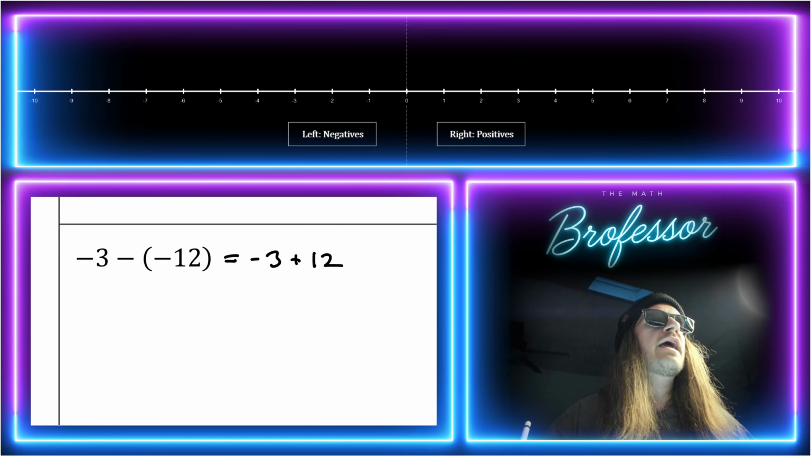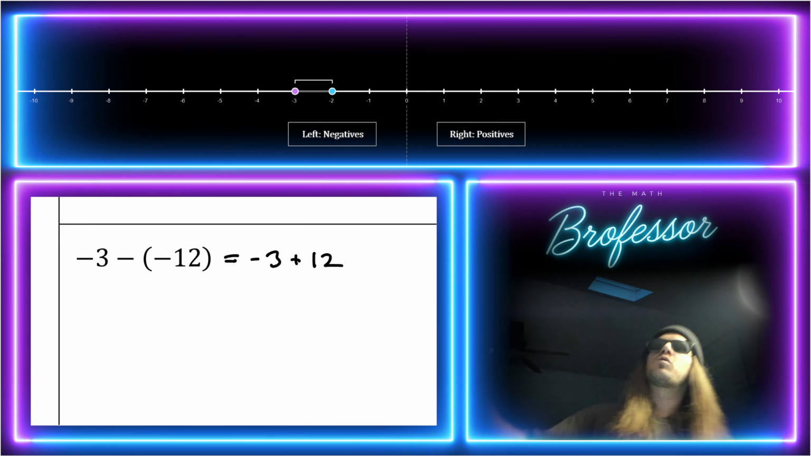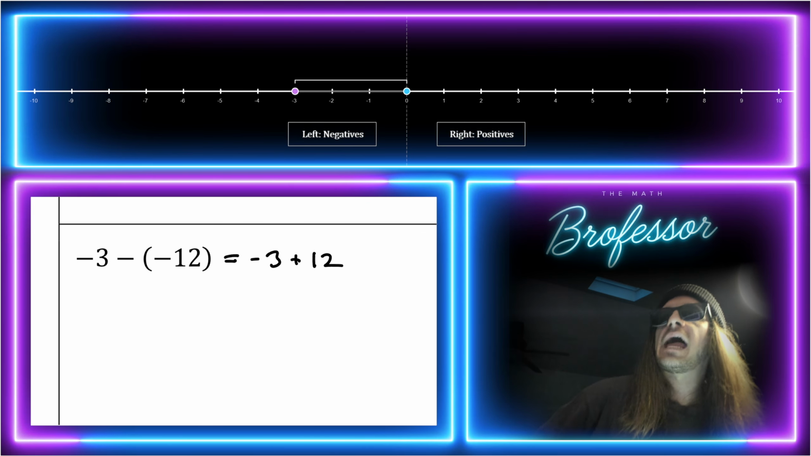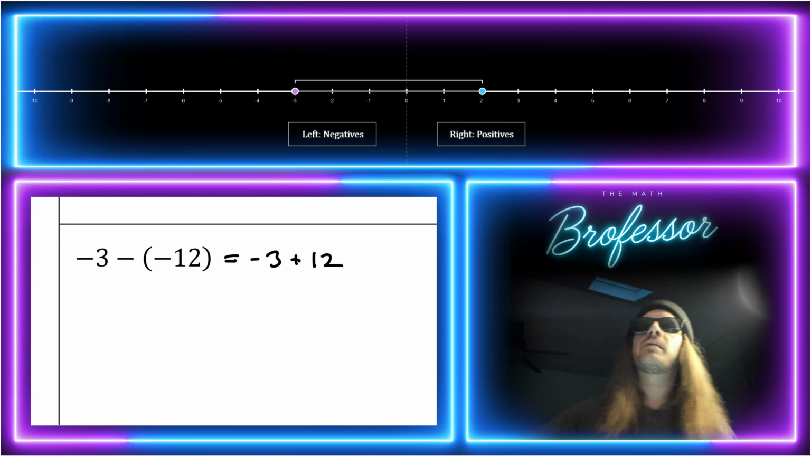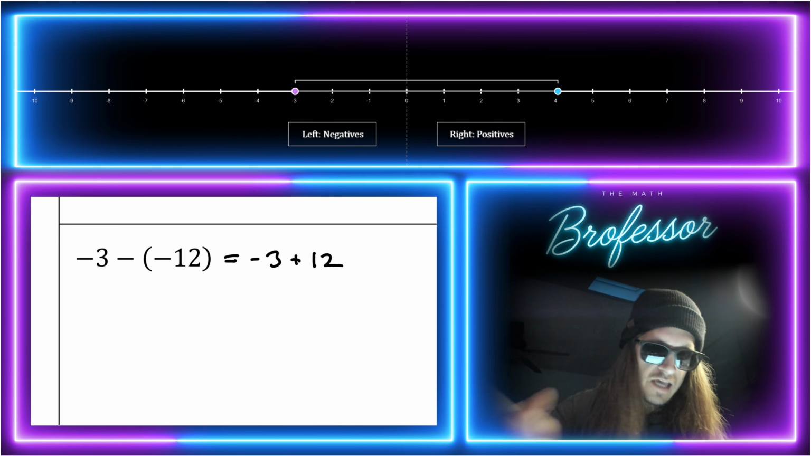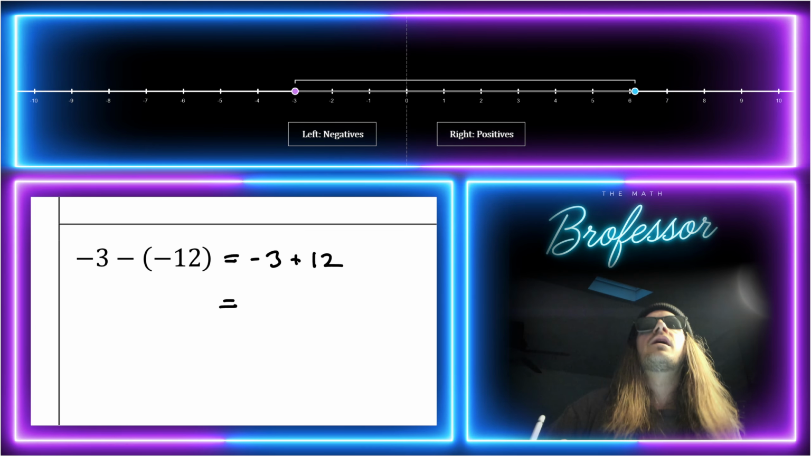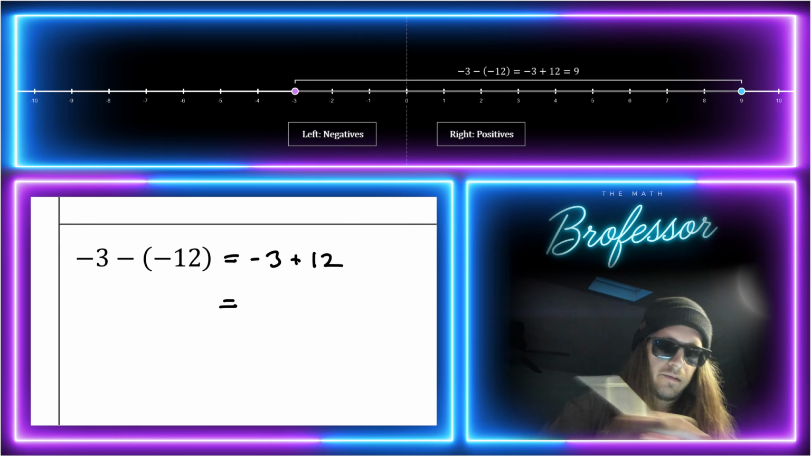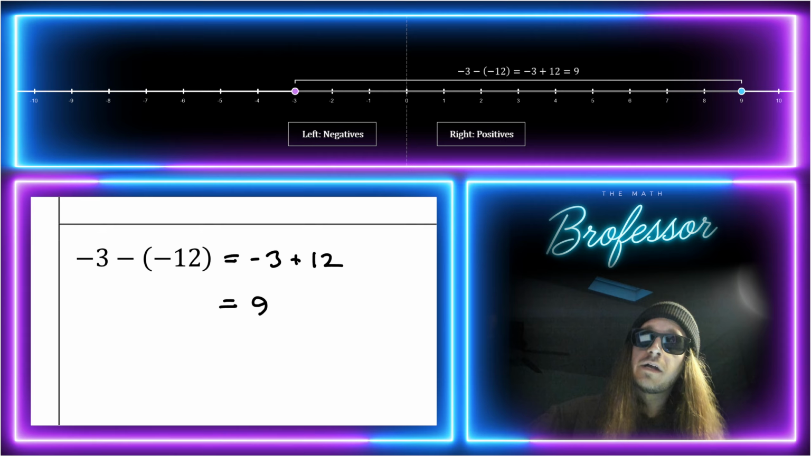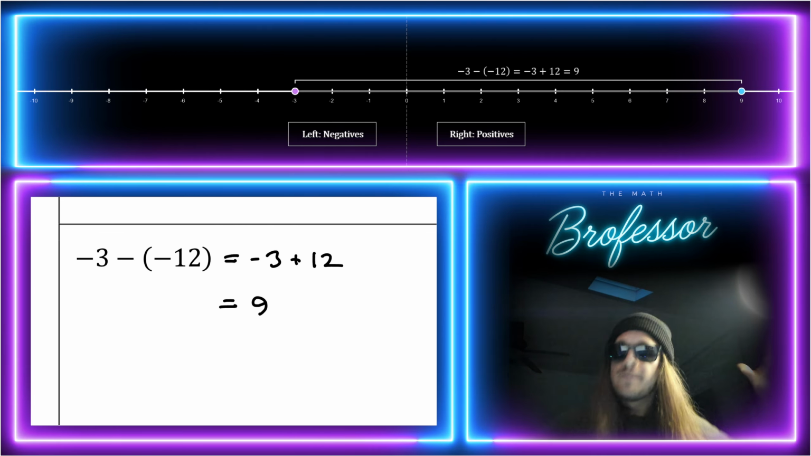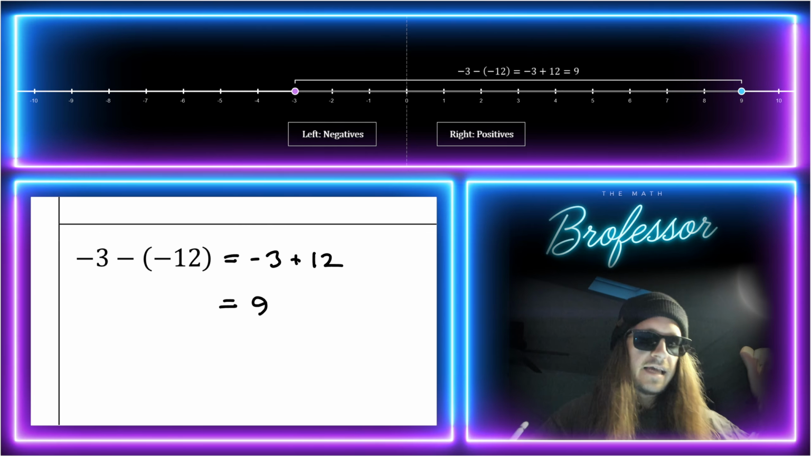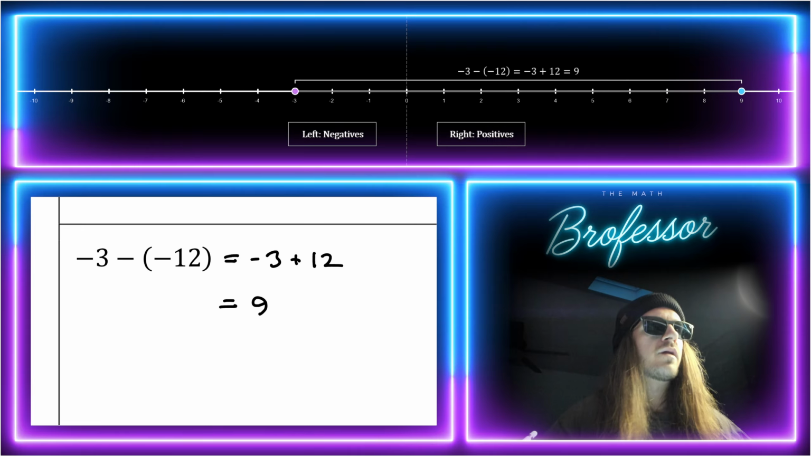So we start at -3 plus 12. We move 12 units to the right because we are adding. This crosses us from negatives to positives, and we're going to end up, where does this land? 9. So -3 minus -12, the most negatives possible in this type of problem, is going to end up being +9.